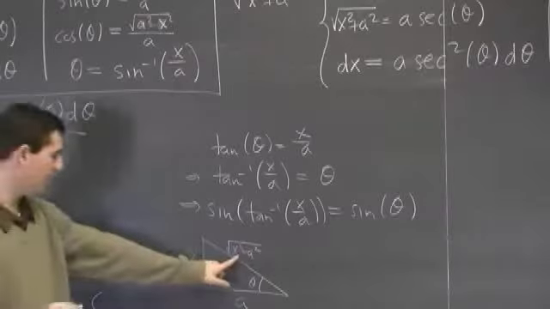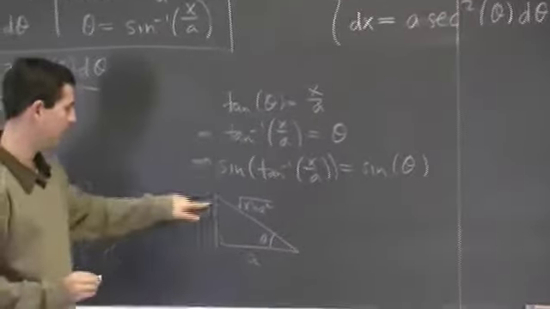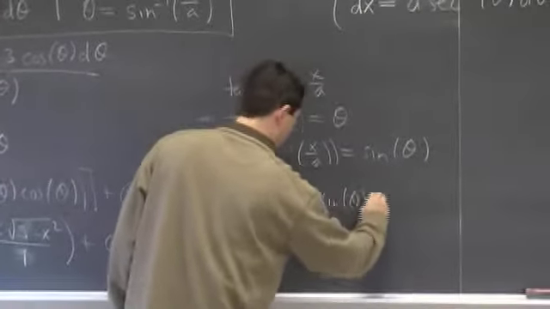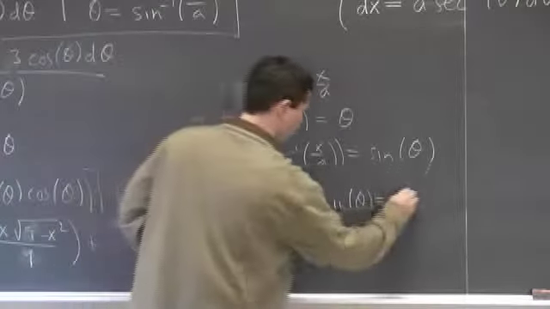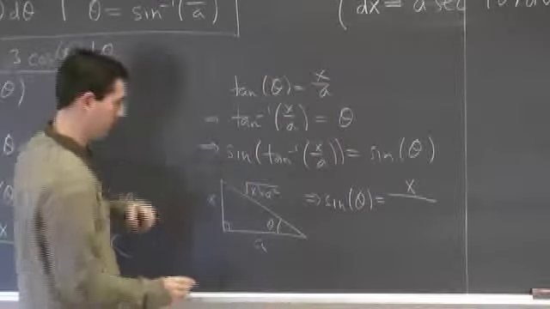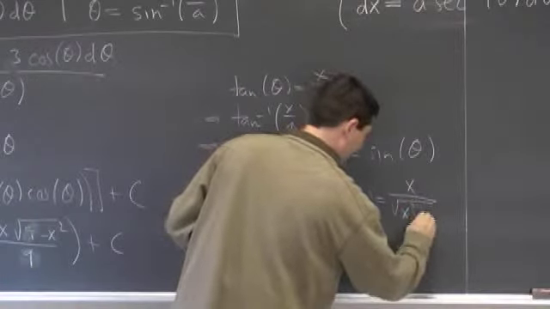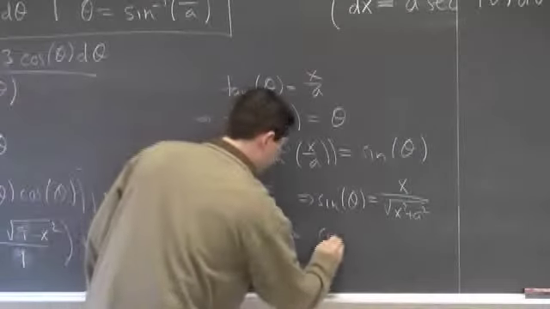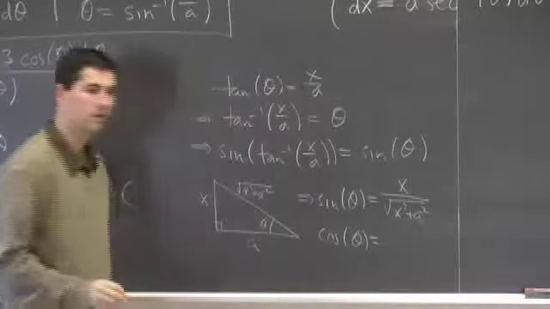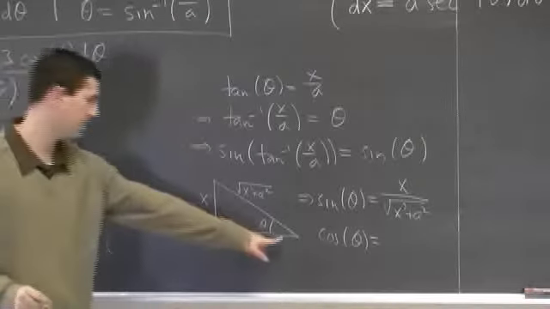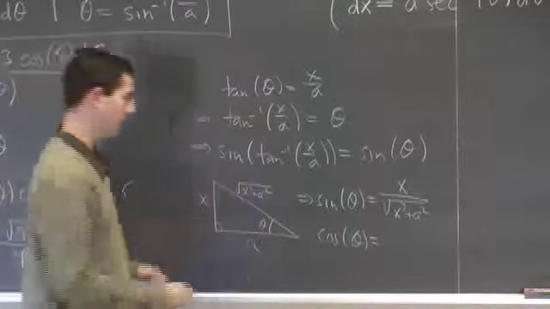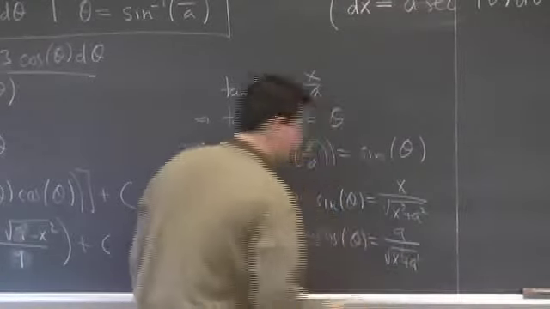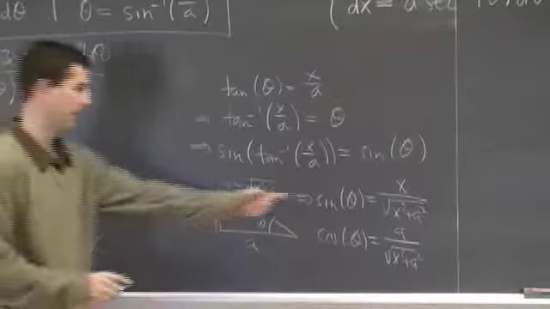And now if I want to compute the sine of this angle, I just do the opposite over the hypotenuse. So sine of theta is, well, the opposite is x over the hypotenuse, which is the square root of x squared plus a squared. And this is really nice because it also tells me what the cosine is. The cosine is just the adjacent over the hypotenuse. So a over the square root of x squared plus a squared. So I can fill these in now.